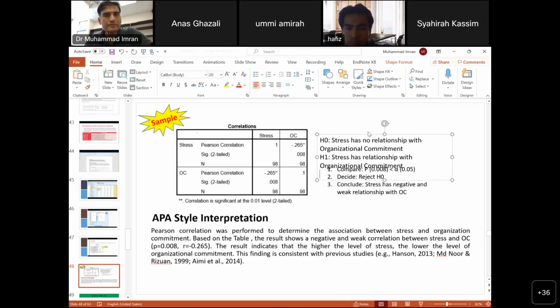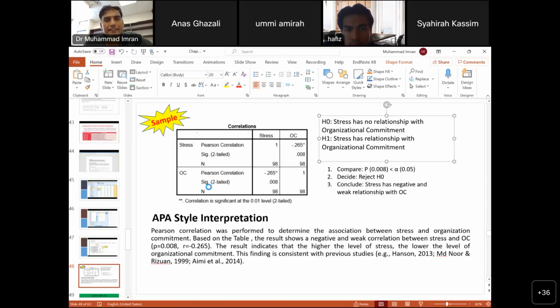Okay, my dear students, this is the result. Here, can you interpret? Negative 0.65. But the relationship is also significant, two-tailed, 0.008. It means less than 0.05, so we have to accept H1, right? We have to accept H1 because they still have a relationship, but the direction is negative.